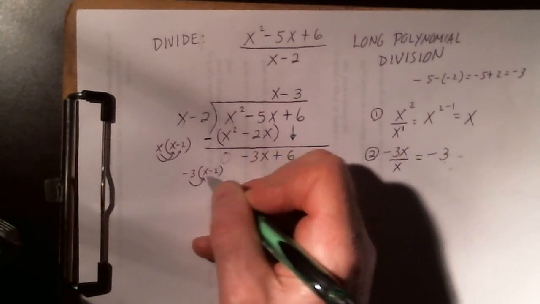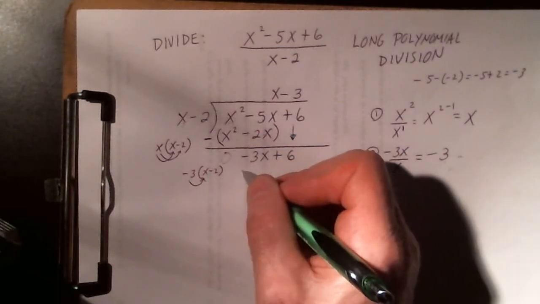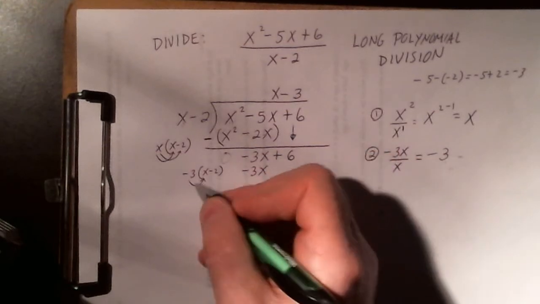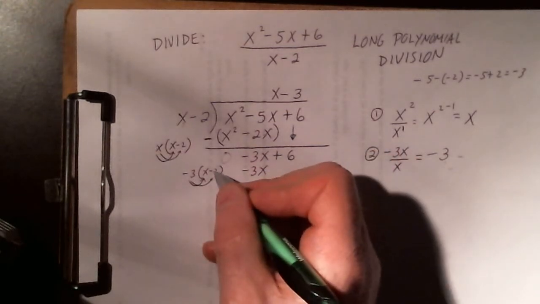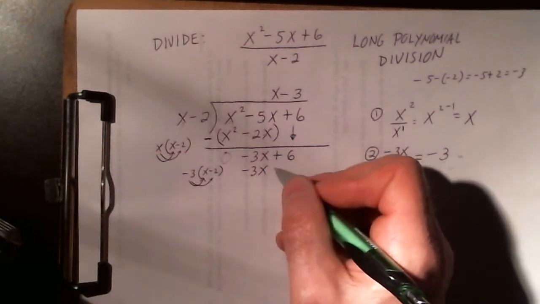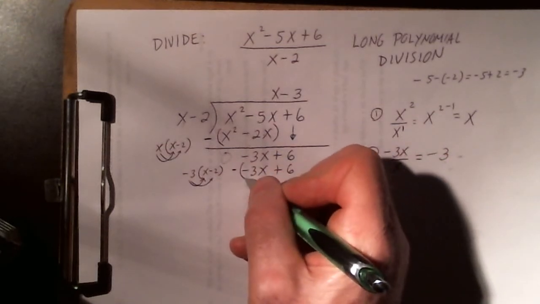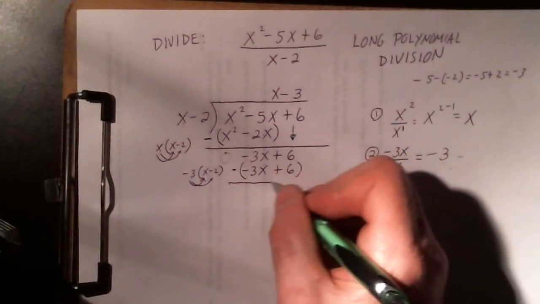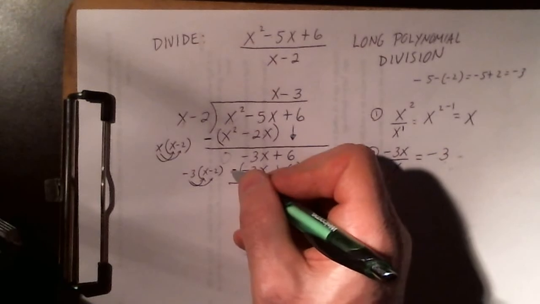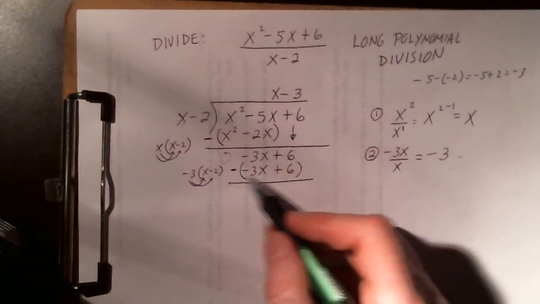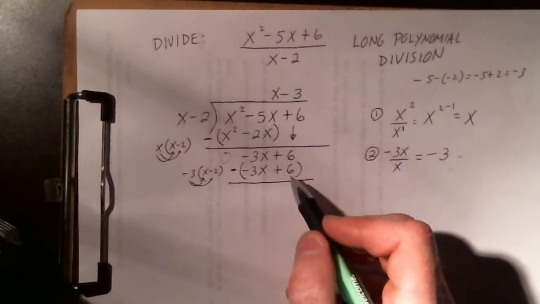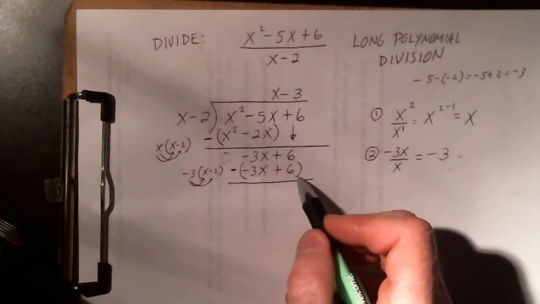Negative 3 times x is going to give you negative 3x. Negative 3 multiplied by negative 2 is a plus 6. And now what we do is we subtract off this whole polynomial. Make sure, ladies and gentlemen, when you subtract off a polynomial, you enclose the entire thing inside parentheses. Very important.